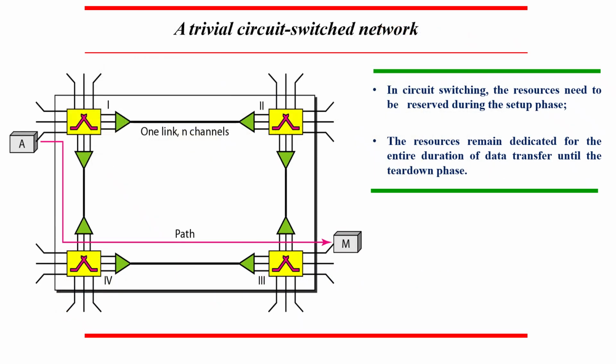In circuit switching, the resources need to be reserved during this setup phase. The resources remain dedicated for the entire duration of data transfer until the tear down phase. In this picture we can see that the system A is sending a message to the system M through the nodes 1, 4 and 3. So until the message is transmitted, the nodes 1, 4 and 3 will be occupied.